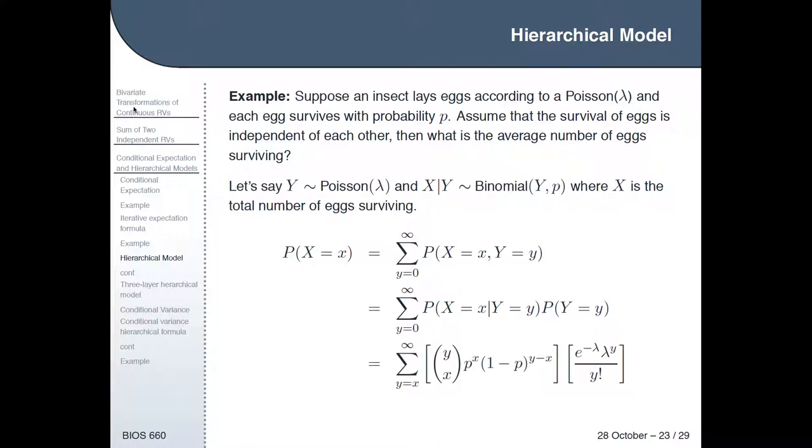So the conditional distribution of x given y is binomial. That has the PMF that we write below here inside the square brackets. The marginal distribution of y is of course just the marginal PMF of the Poisson in the second set of brackets.